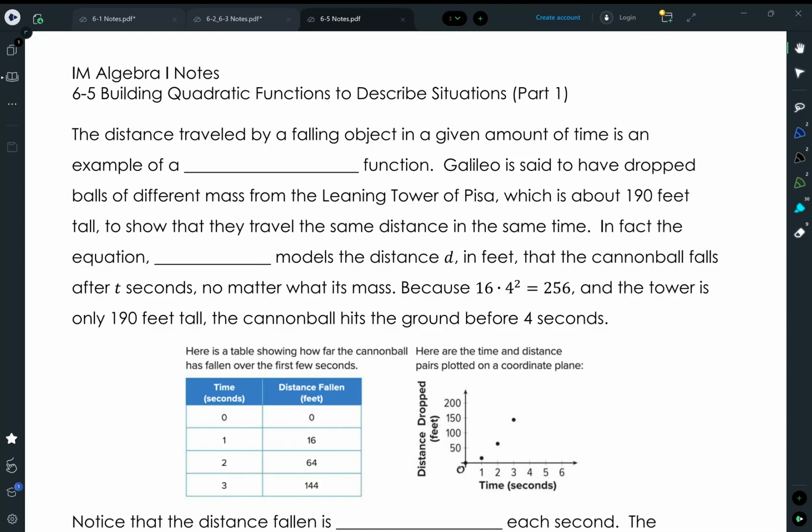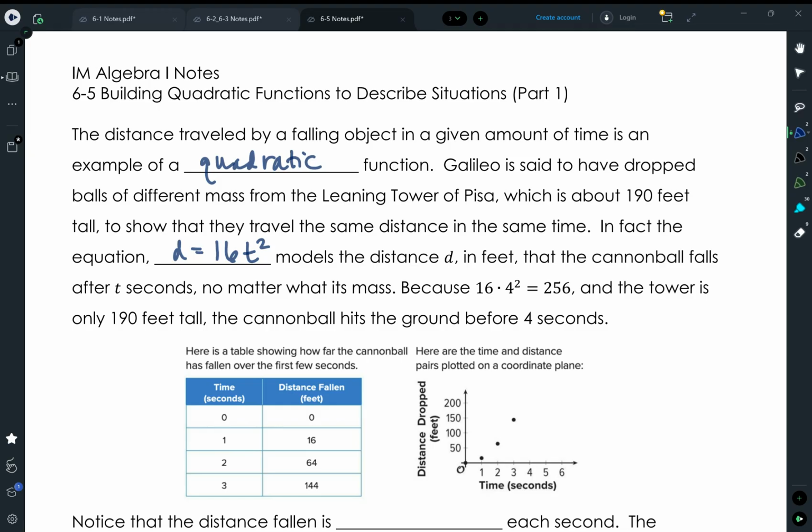So the distance traveled by a falling object in a given amount of time is an example of a quadratic function. And you should have seen this during your activity. I think it works much better to have your activity first today. Galileo is said to have dropped balls of different mass from the Leaning Tower of Pisa, which is about 190 feet tall, to show that they traveled the same distance in the same time. In fact, the equation, d equals 16t squared, models the distance d in feet that the cannonball falls after t seconds, no matter what its mass.